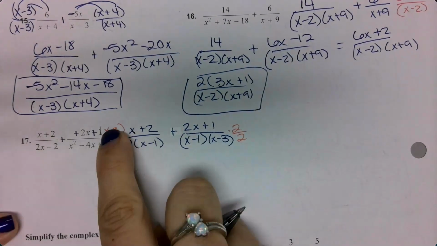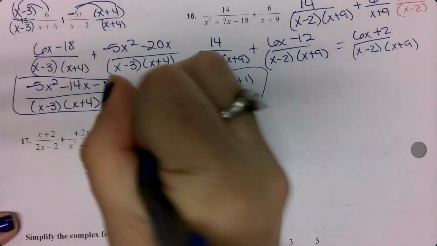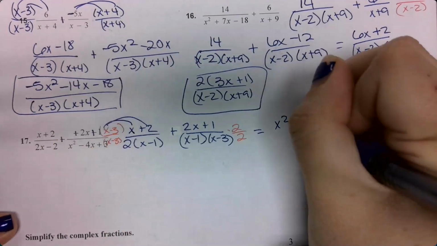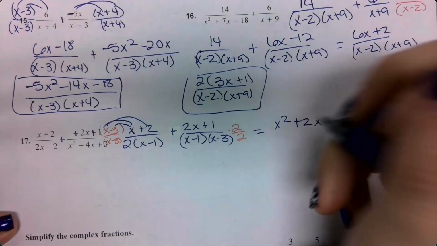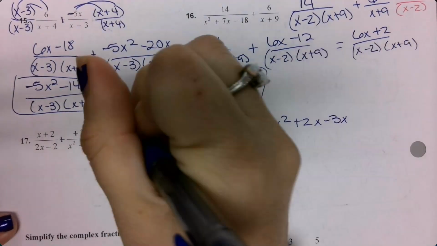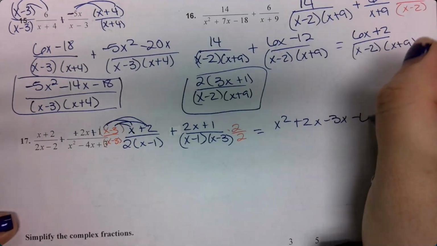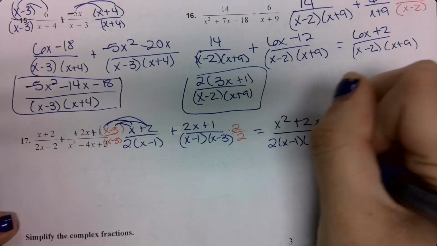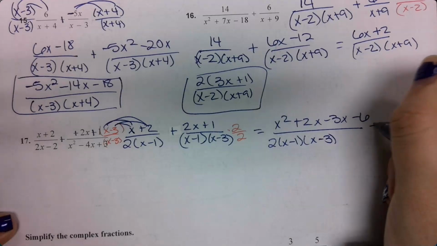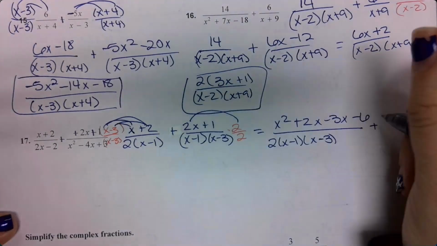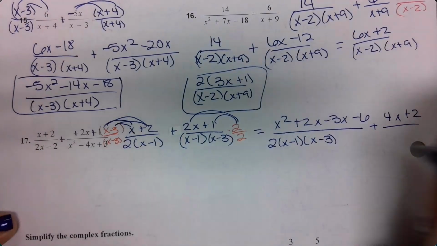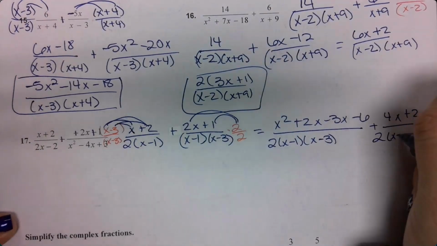On this one, I want to FOIL out. I have x times x is going to give me x squared. X times 2 is 2x. Negative 3 times x is negative 3x. Negative 3 times 2 is negative 6. Denominator stays factored. Then over here, I have 2 times 2x is going to give me 4x. 2 times 1 is 2 over the factored denominator.